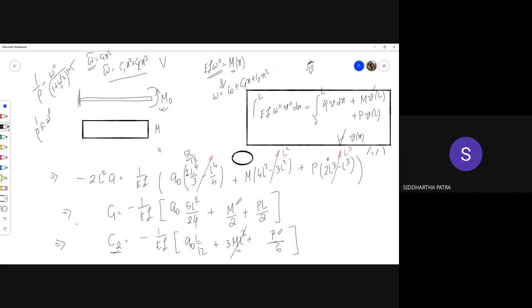Now I would ask you, so this is your assignment number one. Consider three cases. Case one, m is non-zero, p equals zero, q equals zero. Case two, m is zero, q is zero, p is non-zero. And case three, m equals 0, p equals 0, q is non-zero. And solve for the expression of w, rather solve for c1 and c2. And check in which cases do you get the exact solution.